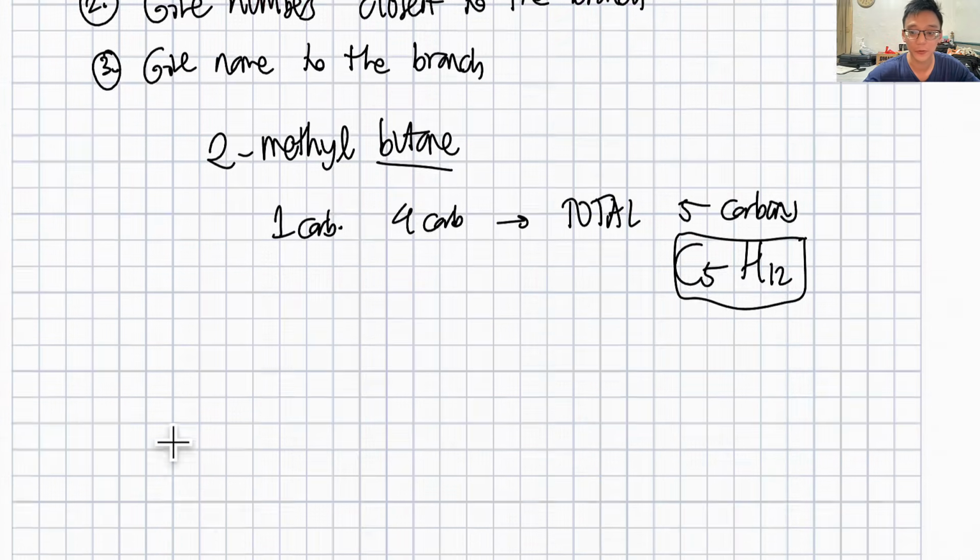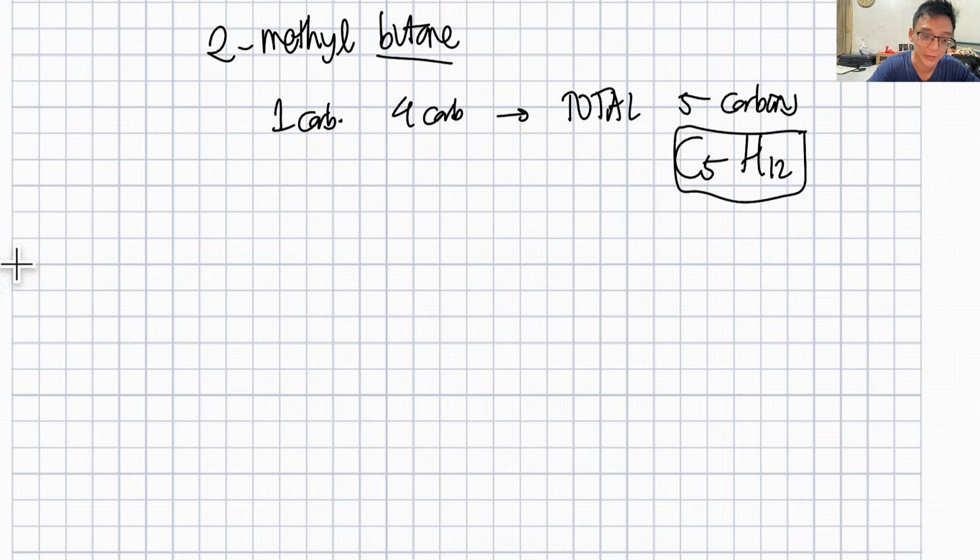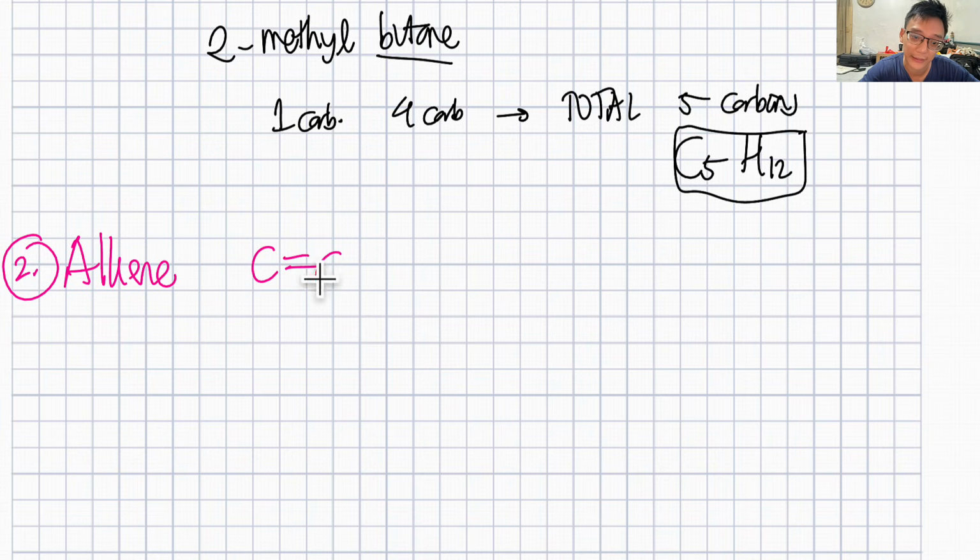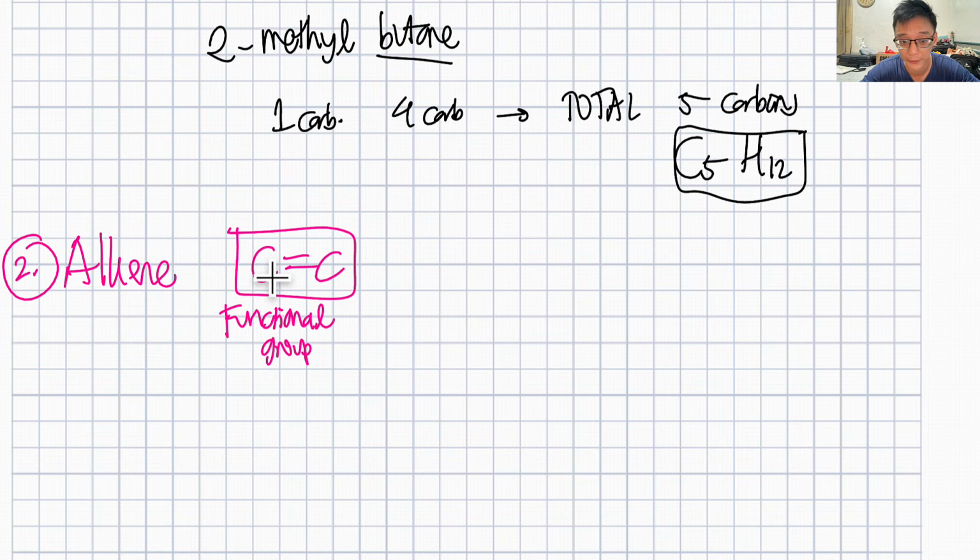Now let's move on to the second group, the second homologous series, which is alkene. Alkene contains a carbon-carbon double bond. This is the identity, and we call it the functional group. A functional group is a part of a compound that gives identity or characteristics to the homologous series, or the family. In this case, for alkene, the functional group is the carbon-carbon double bond.